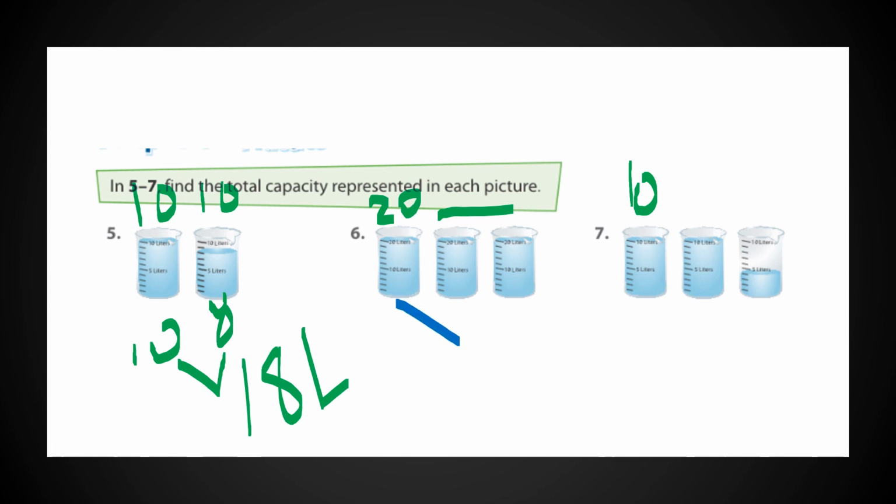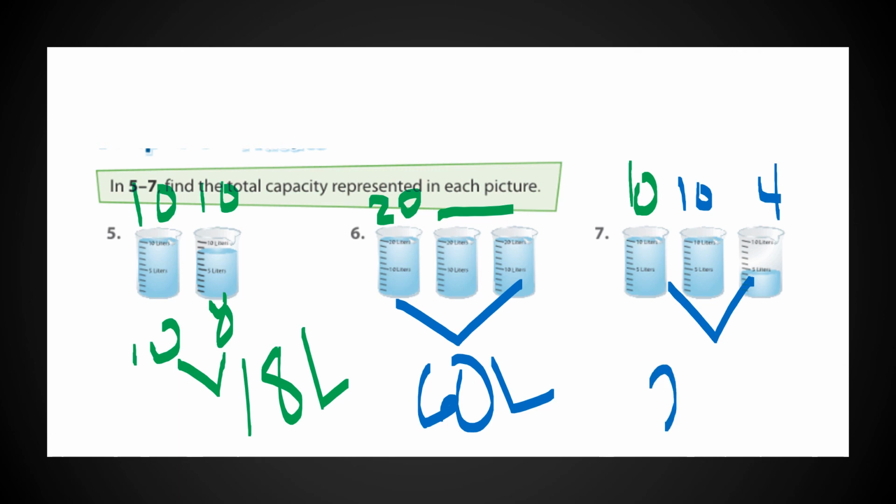These are all 20, so 20 times 3 is equal to 60 liters. Here I have 10, 10, and this is 4, so this gives me a total of 24 liters.